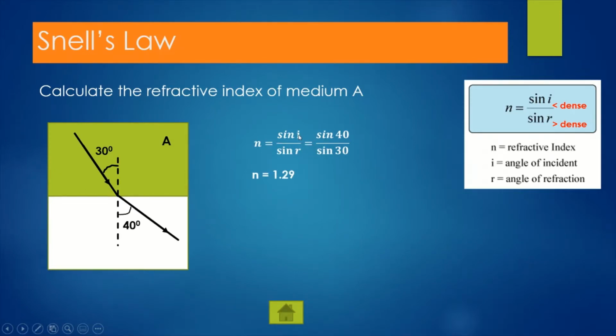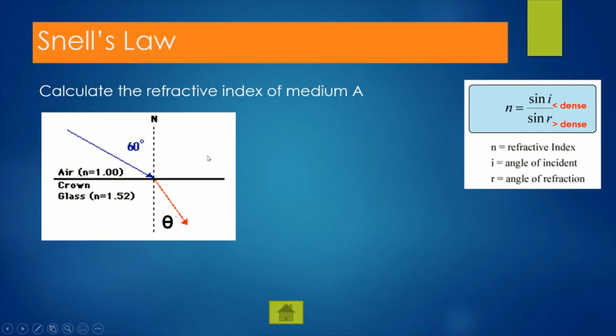So when we substitute into this formula, we must not substitute wrongly. So i is how much, 40 or 30? Remember, i must be in the less dense medium. So now i is 40, and r is 30. Don't get tricked by the arrow. It does not follow the arrow, but it follows less dense to more dense. So sine 40 over sine 30 gives us 1.29. Alright, so the refractive index of medium A is 1.29. Remember, n must be more than 1.